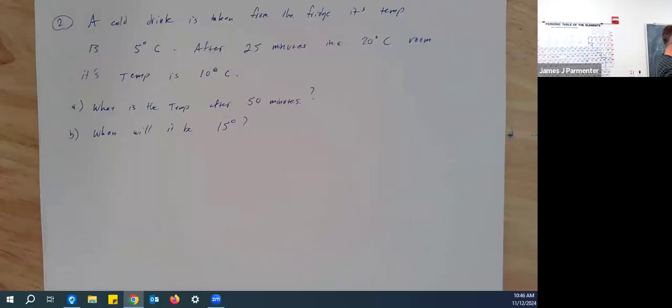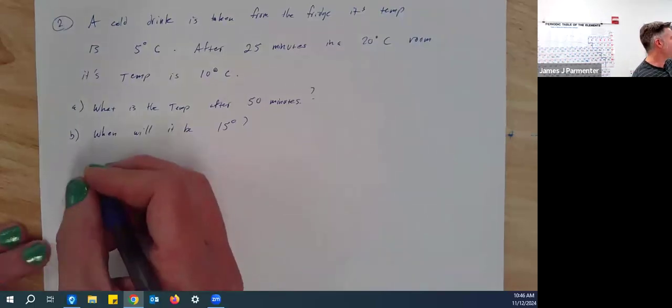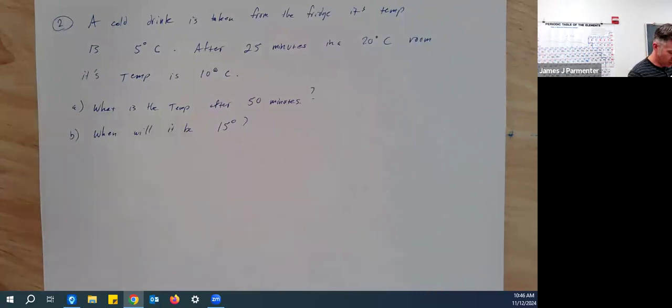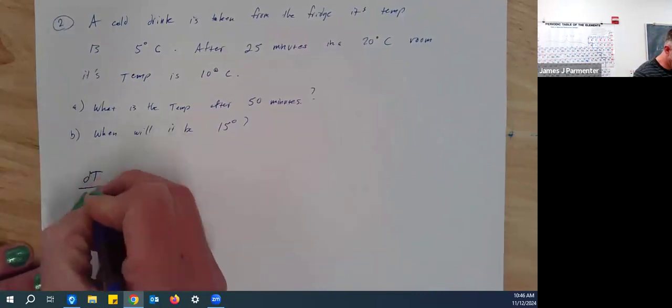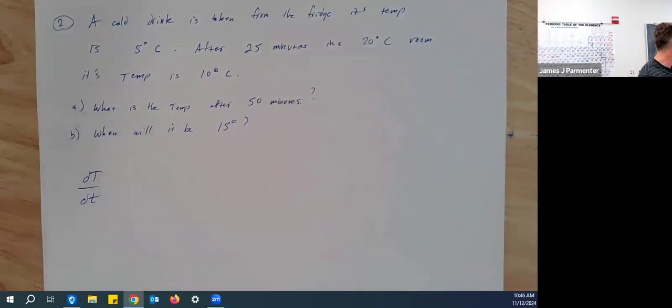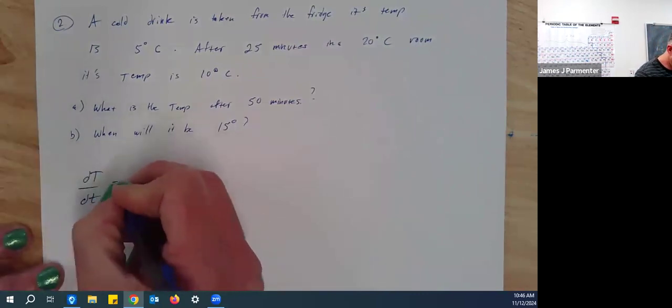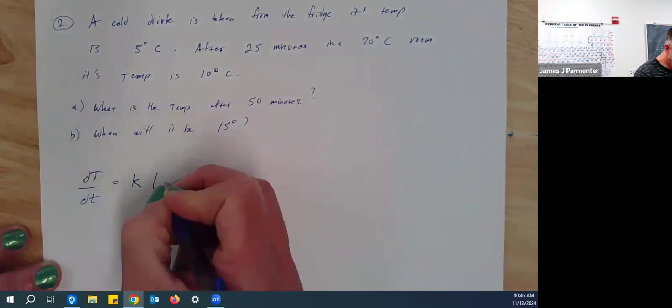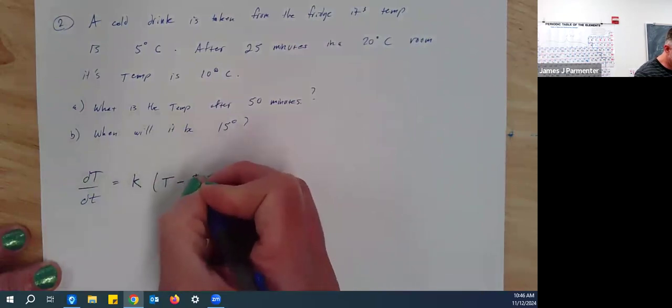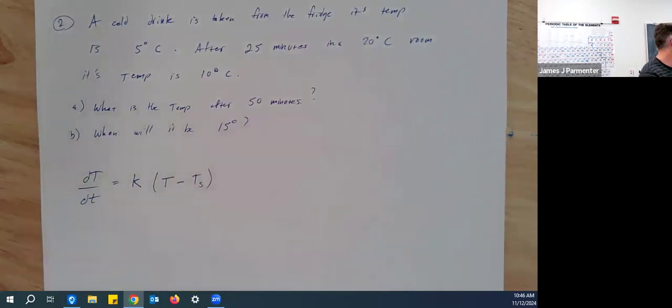But honestly, the equation I'm going to remember is the thing that defines Newton's law of cooling, which is that the rate of change of the temperature of the object with respect to time is proportional to the difference between the temperature of the object and the temperature of the surrounding environment. That is where I always start. I don't know how to do it any differently.